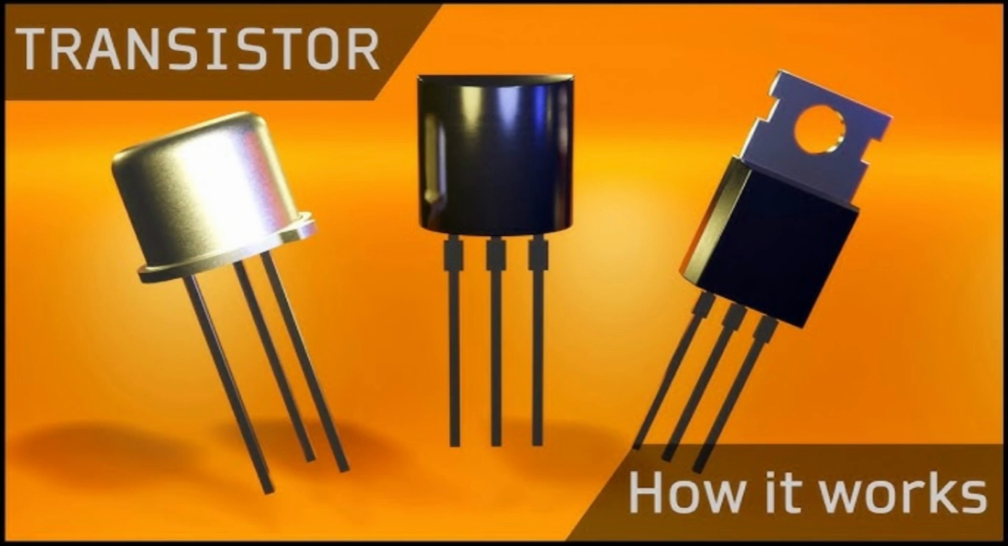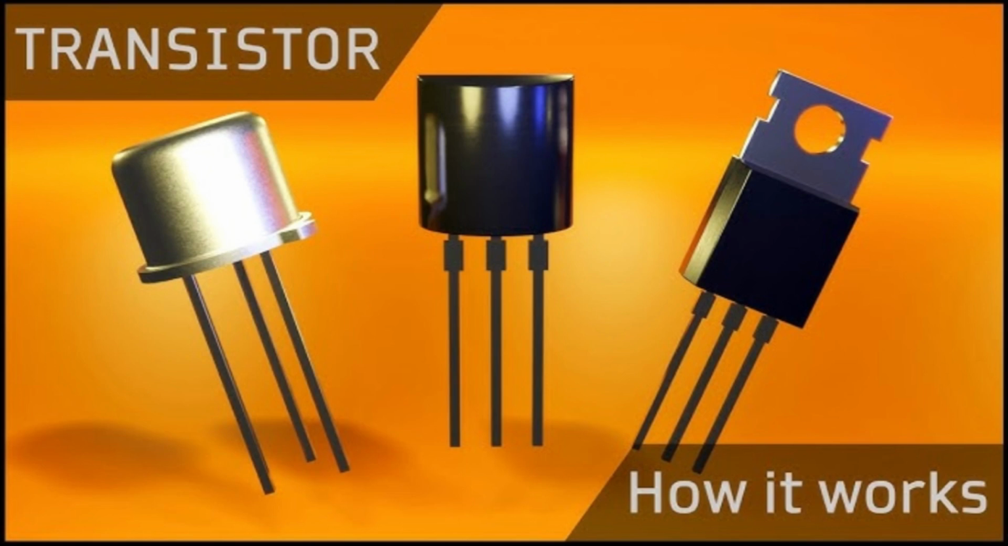Summary of BJT modes. Mode, BE junction, BC junction, current flow, application. Active mode: forward, reverse, emitter to collector, amplification. Cutoff mode: reverse, reverse, no current, OFF switch. Saturation mode: forward, forward, maximum current, ON switch. Reverse active mode: reverse, forward, collector to emitter, rarely used.